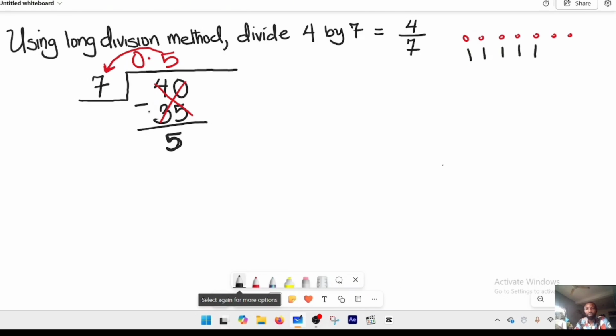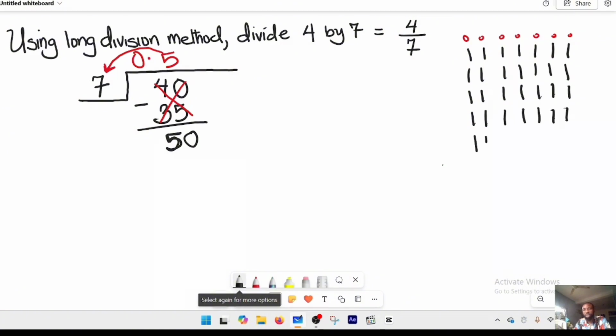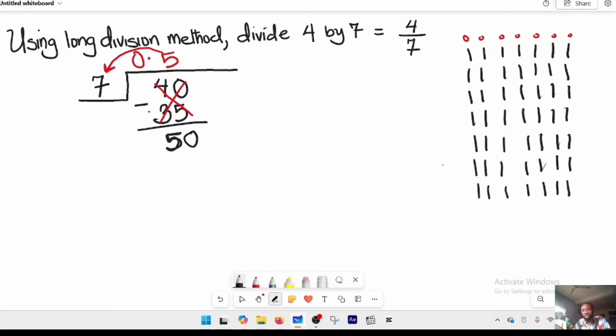You see, it's not complete, so we cannot divide. What do we do? Because there is a 0 point here, we're going to put a 0 here to make it 50. With this, we just complete it as 50. So this is 5 6 7 8 9 10 and so on up to 50.